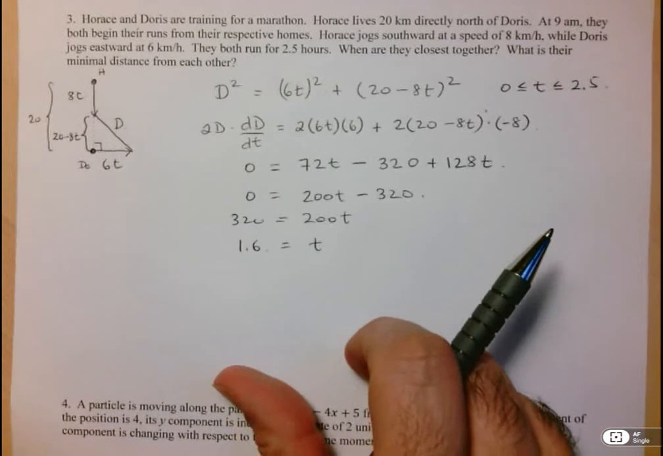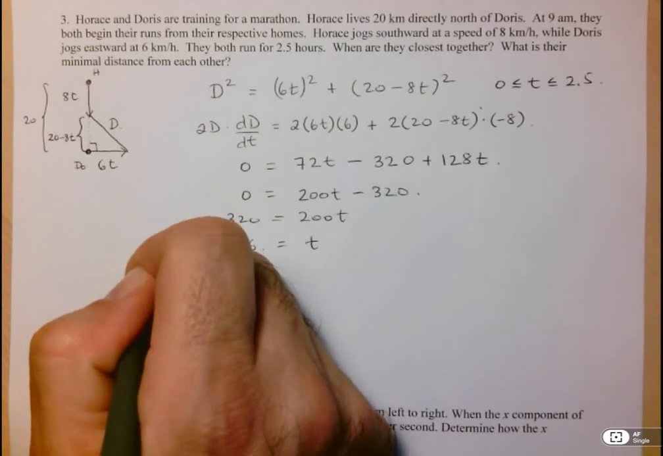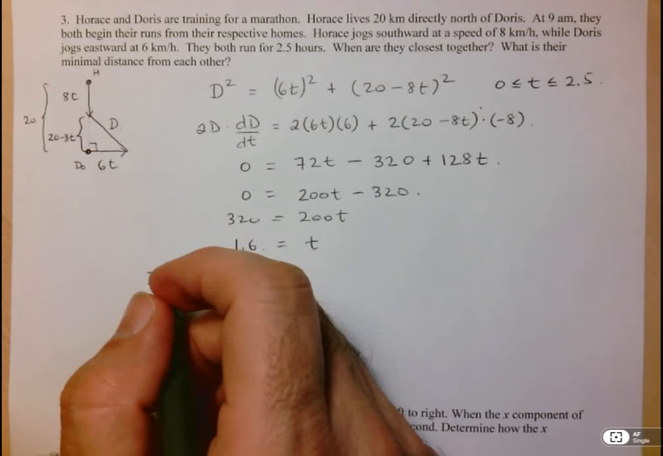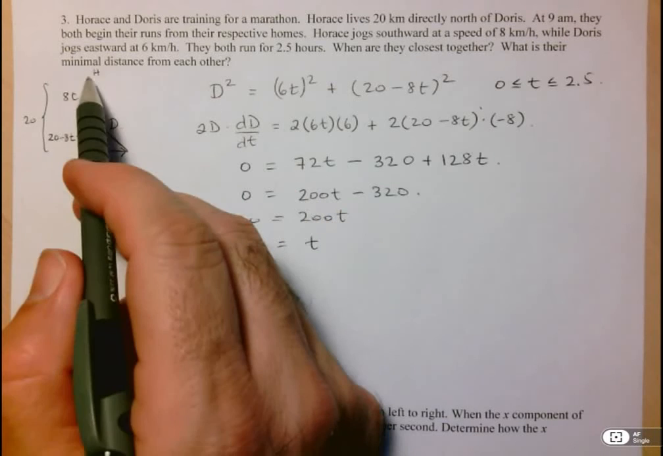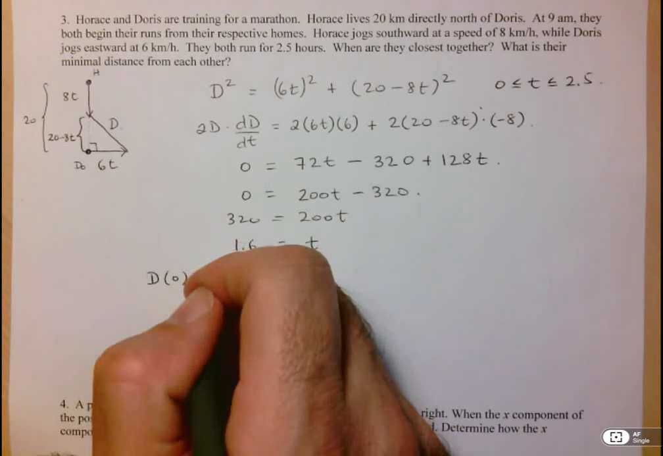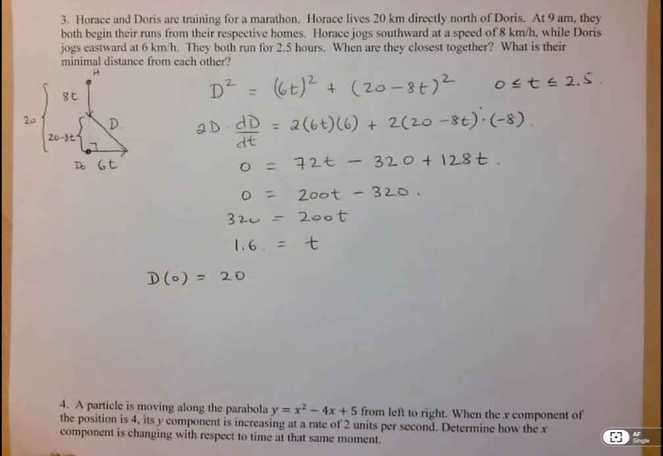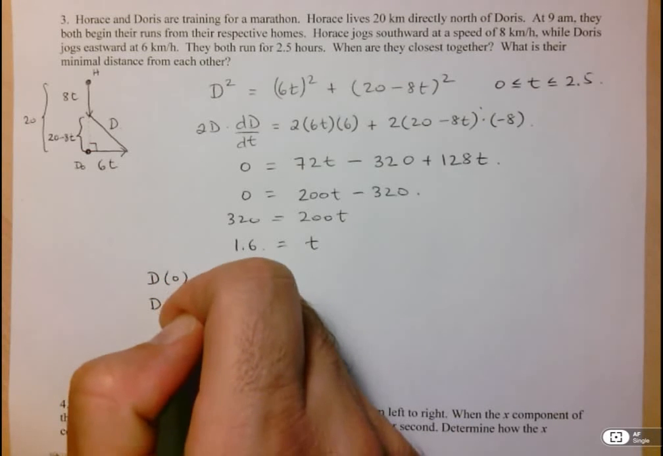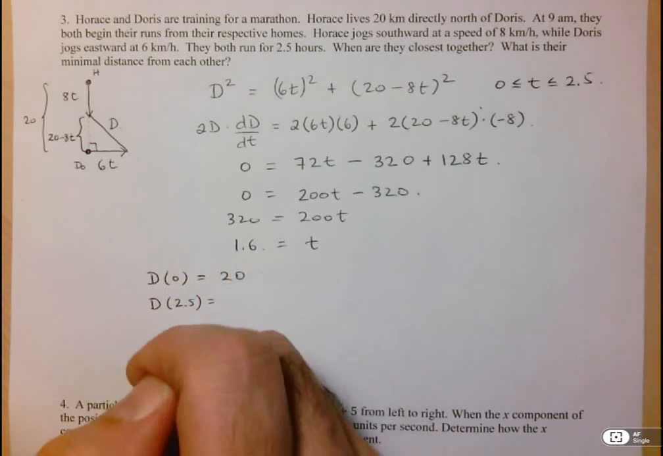So let's do that. If we determine the distance when t is equal to 0, well, as I said, we don't actually have to stick that into the equation. We know that at the beginning, they're 20 kilometers apart, so I can just put that in. Let's calculate their distance at the end, at 2.5 hours.